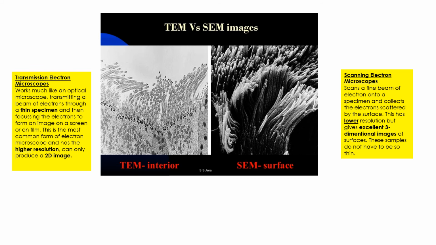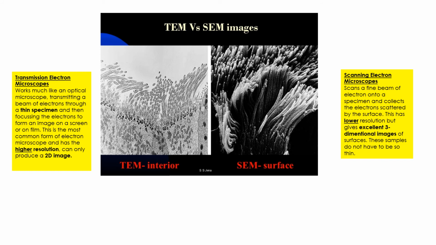But that's not the only way we can use an electron microscope. Okay, so we'll just review our transmission electron microscope first of all. It works in much the same way as the optical microscope. You transmit your beam through a thin sample. Of course, it has to be a lot thinner in the case of the electron microscope than the optical microscope because it's an electron beam.